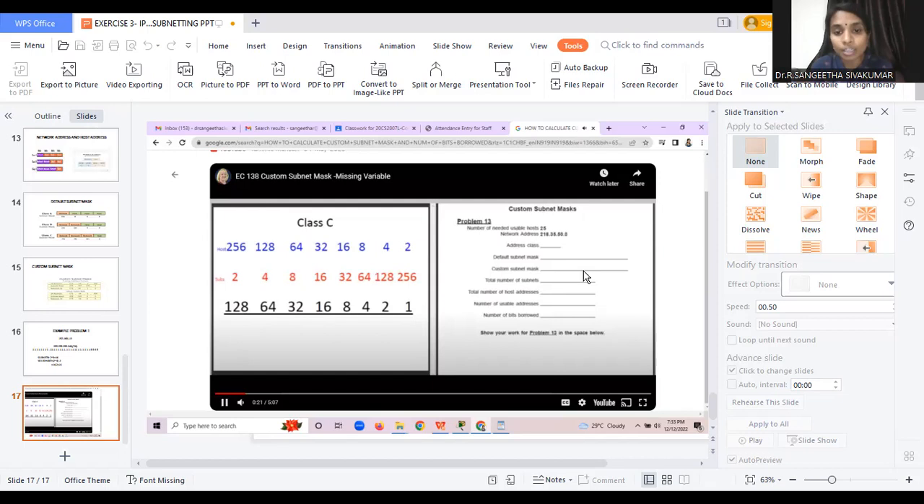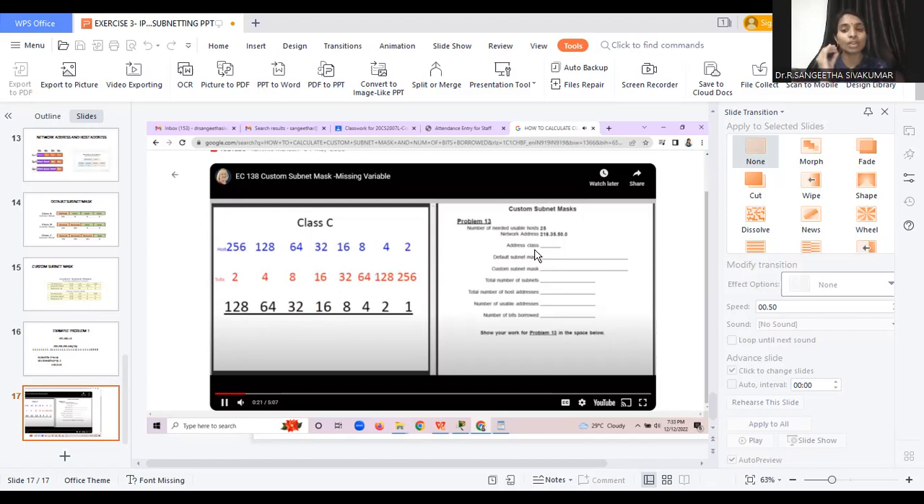So now the problem given is that we have to calculate the number of needed usable hosts, that is, the valid hosts. The problem they have given is 25. Now the network address being given is, so a few network addresses are given.